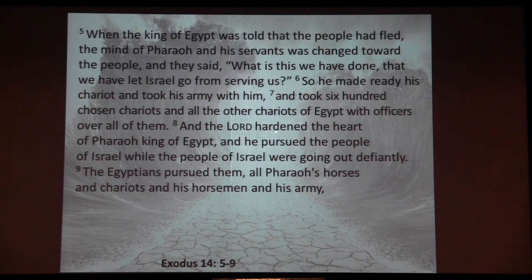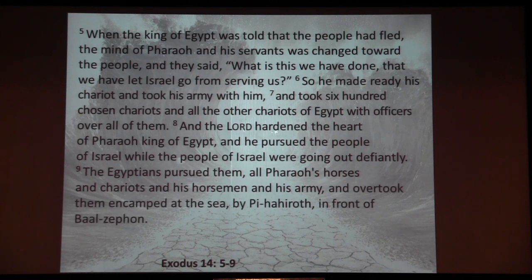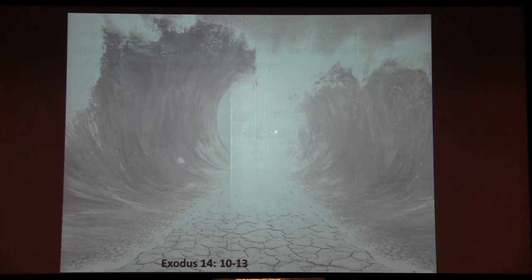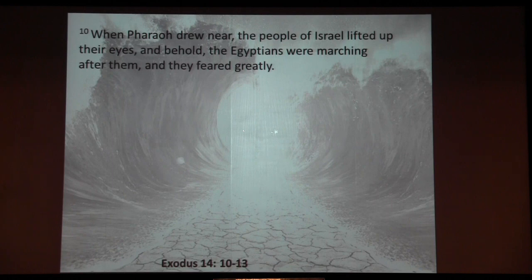The Egyptians pursued them, all Pharaoh's horses and chariots and his horsemen and his army. And he overtook them and camped by the sea, by Pi-Hahiroth, in front of Baal-Zephon. And when Pharaoh drew near, the people of Israel lifted up their eyes, and behold, the Egyptians were marching after them, and they greatly feared.